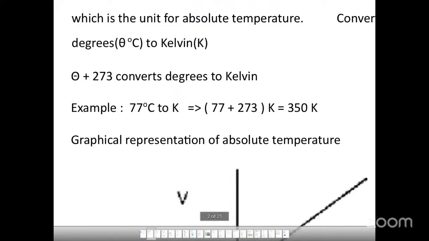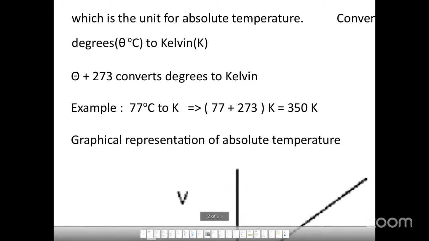Well, simple. Add 273. Okay. So I have a small example there. If you have 77 degrees Celsius, how do we convert 77 degrees Celsius to Kelvin? Add 77 to 273 and we get 350. That's okay? So every time it's temperature, try to work in Kelvin. There are cases where we will not work in Kelvin, but we will work in degrees Celsius. But the majority of the time we work in Kelvin.